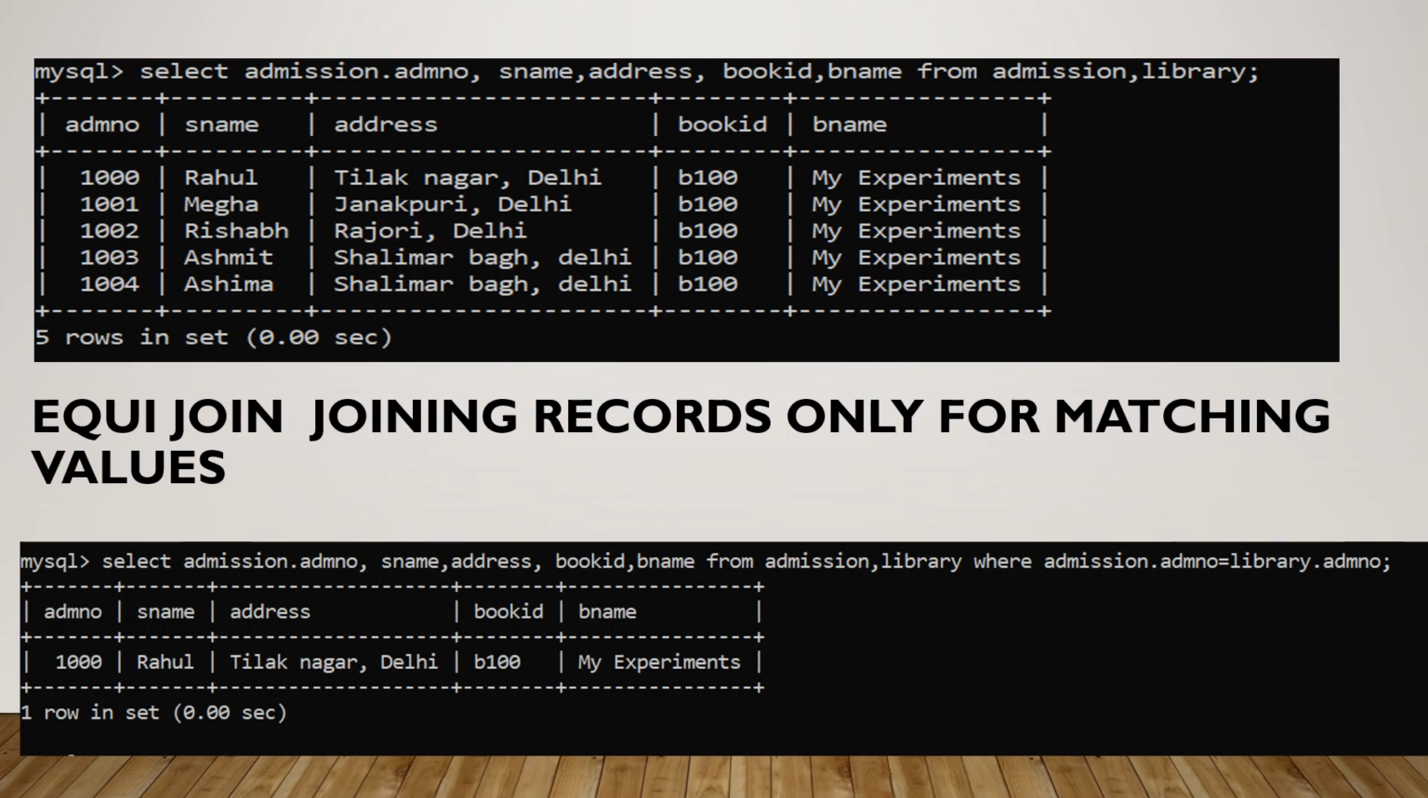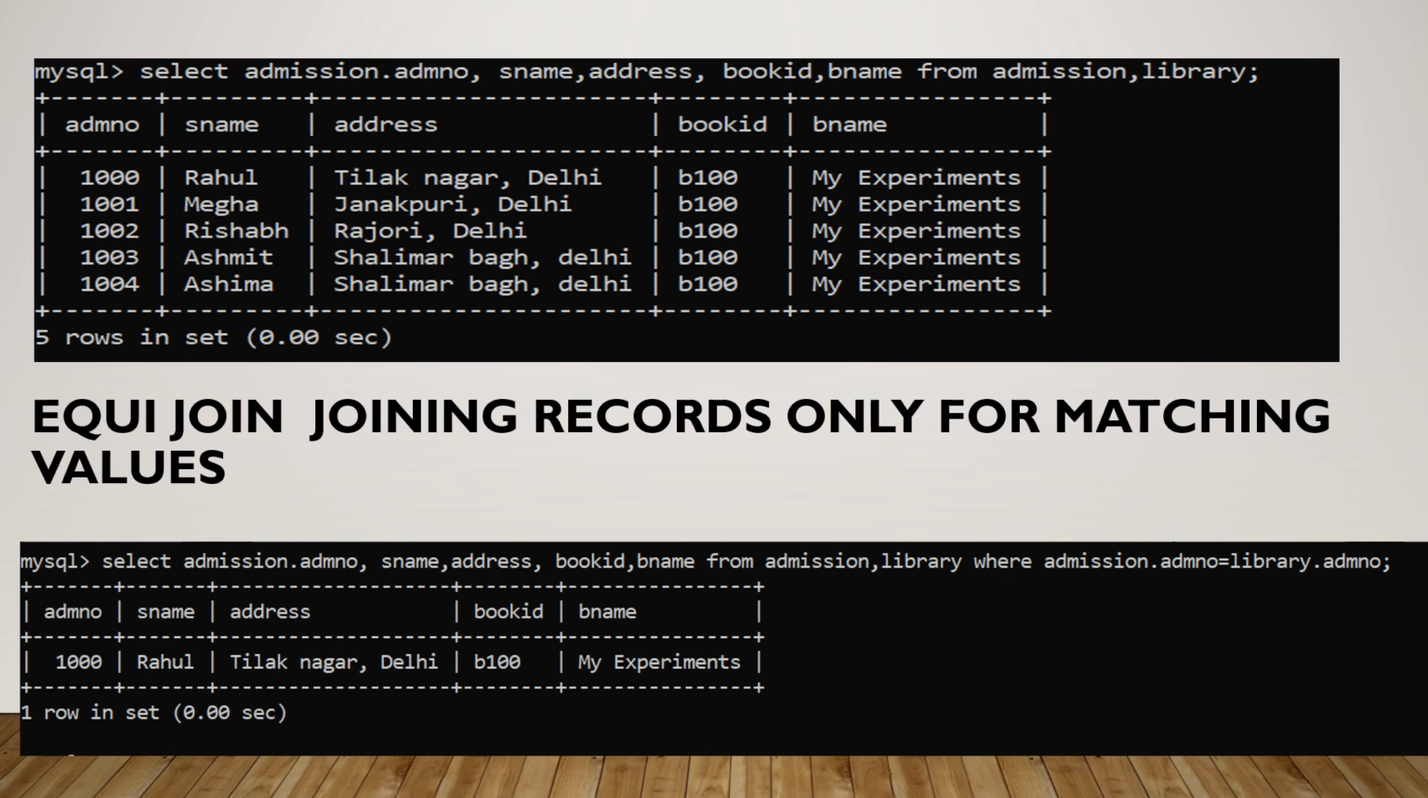Now you must have observed that I am using the dot operator to take the field which is common between both the tables. That is, ADNMO was common in the admission and library tables, and I do not want the compiler to get confused about which admission number we are talking about. Otherwise, if I do not mention the table name, it is going to return an error, called a redundancy error, because I have admission number in both the admission and the library table.